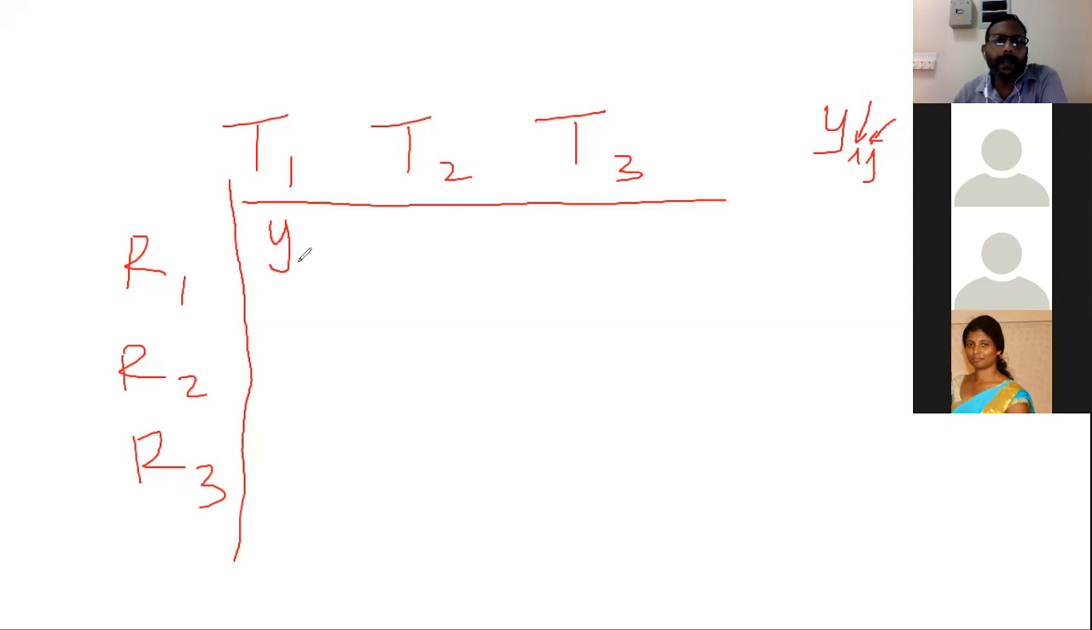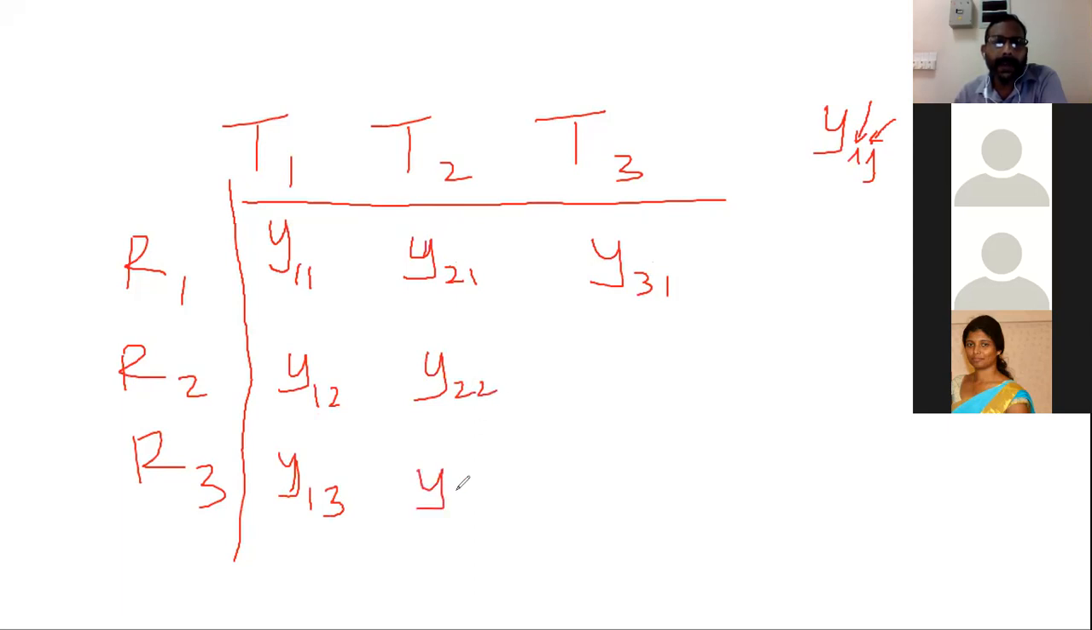1 1. First treatment? First, Y11. Right. What about this? Y21. Right, Y21. What about this? Y31. Right. You can complete the table now. Y12, Y13. Similarly, Y22, Y23, Y32, Y33. Clear?